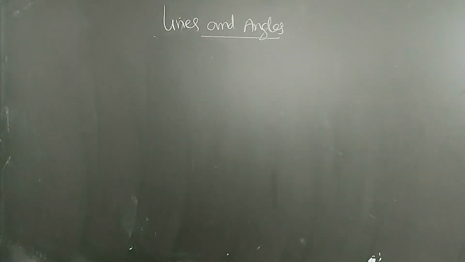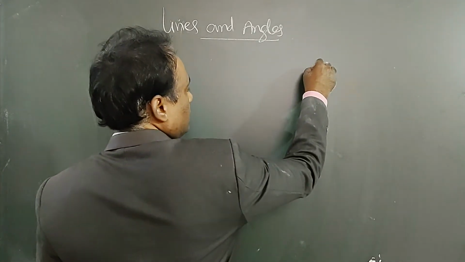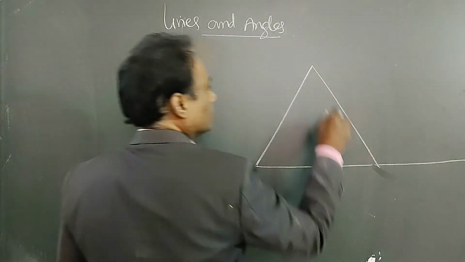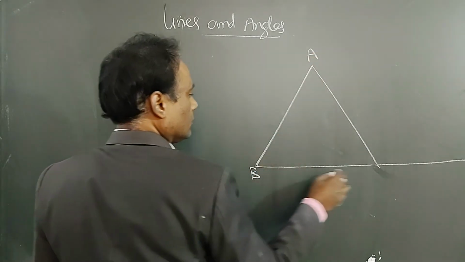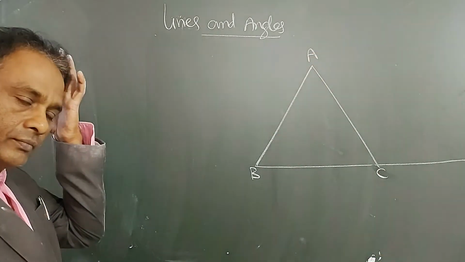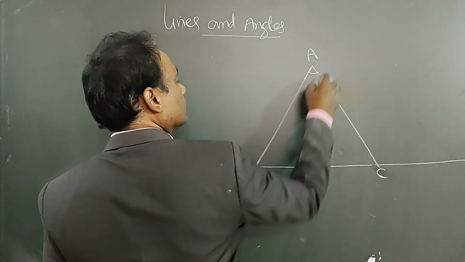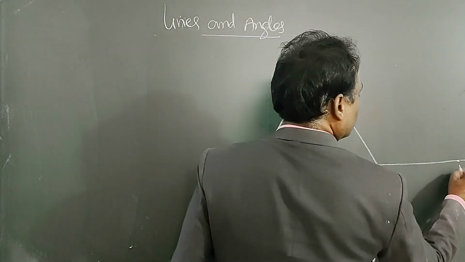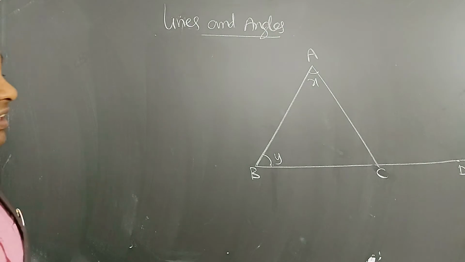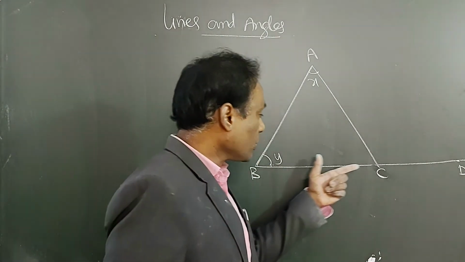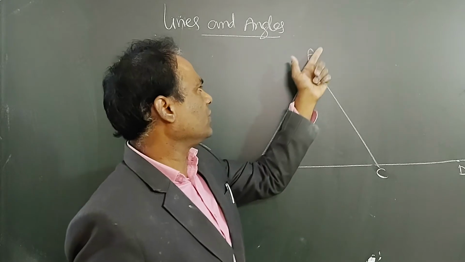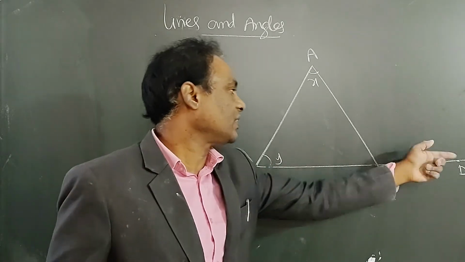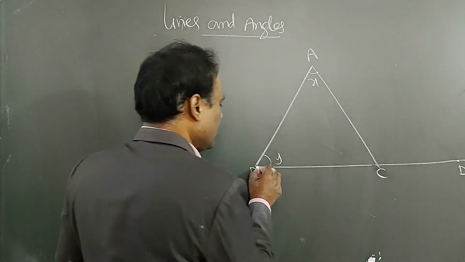Next new concept, students, it is about the triangle. See here. If one side of a triangle is produced, any side, this side may be produced, this side or this side, any side is produced. So I am explaining this only.